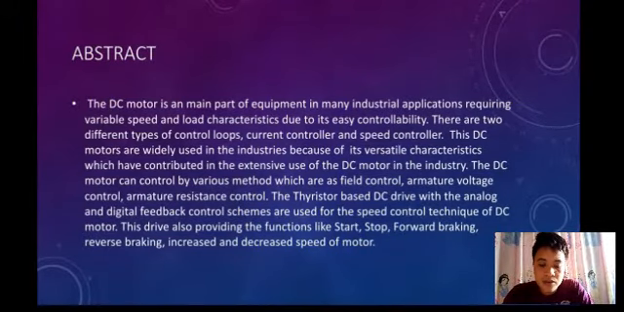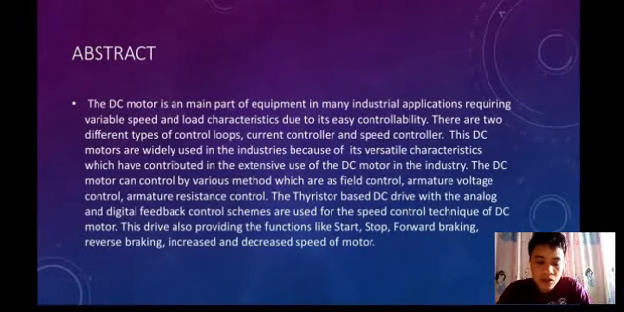The thyristor-based DC drive with analog and digital feedback control schemes is used for the speed control technique of DC motor. This drive also provides functions like start, stop, forward braking, reverse braking, and increased and decreased speed of the motor.